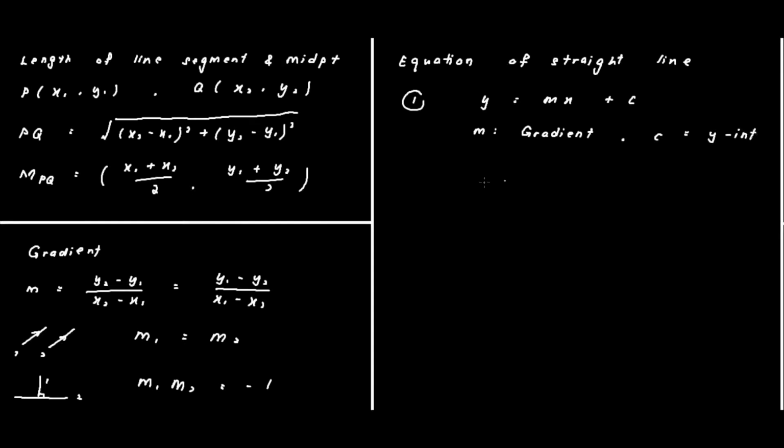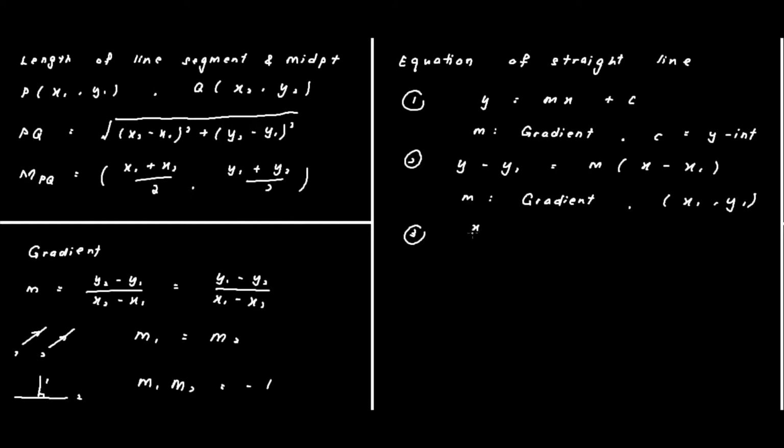Now the second one is y minus y1 equals m times x minus x1. For this one, you also need the gradient, and you need one coordinate, which can be any coordinate on the line, which is the x1 and y1 that you substitute in this formula.